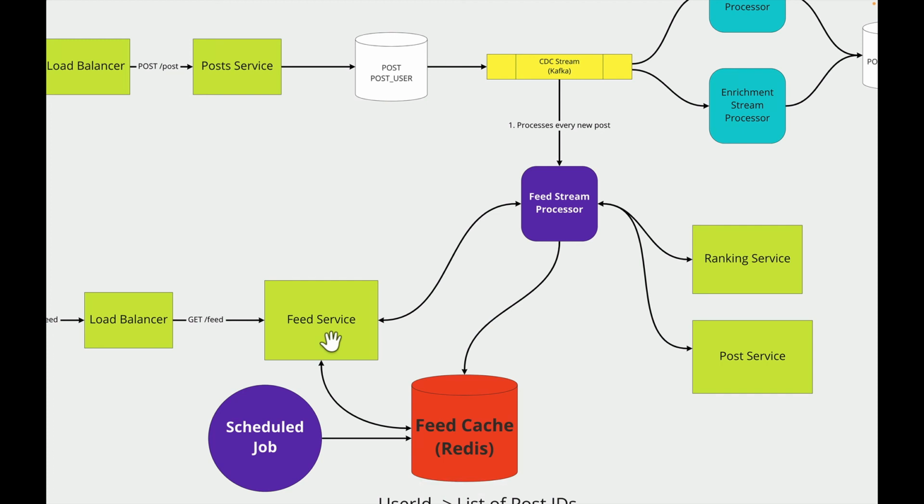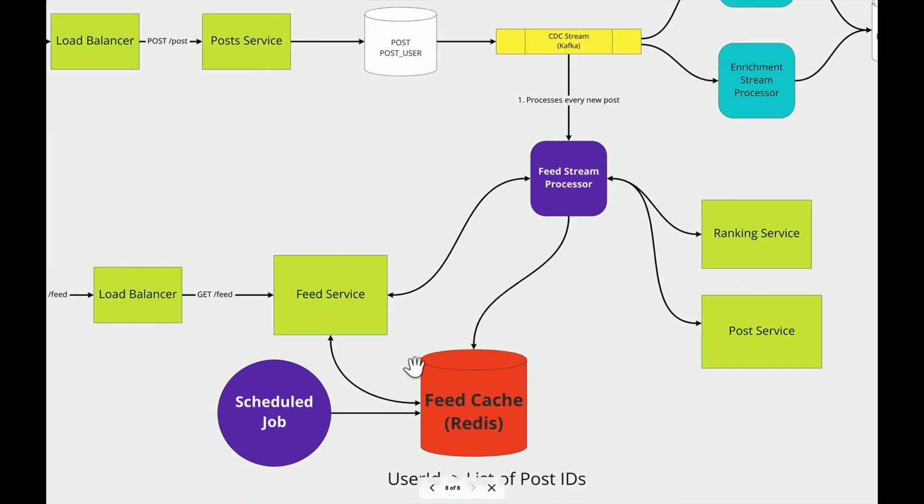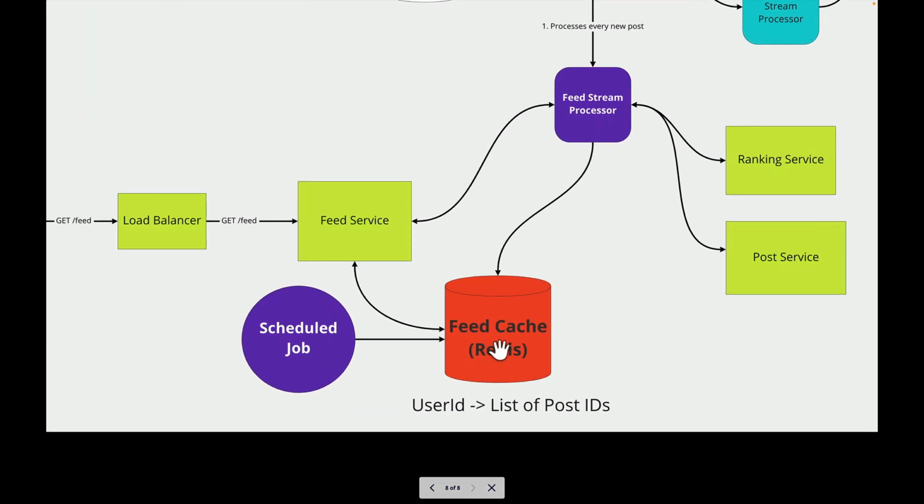Once it figures out all the posts that the user should be shown, including the new post, it's going to store that mapping in the Redis cache we're calling a feed cache, which is owned by the feed service.